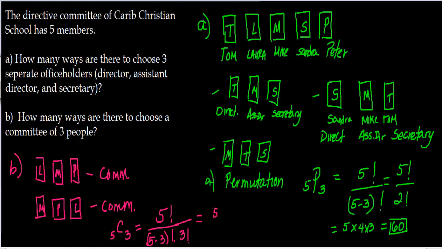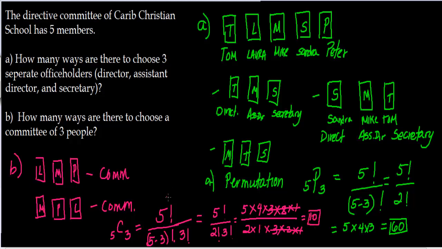So this is 5 factorial over 2 factorial times 3 factorial, which is 5 times 4 times 3 times 2 times 1 over 2 times 1 times 3 times 2 times 1. And then you can cancel out 3 times 2 times 1 with 3 times 2 times 1, and 20 over 2 equals 10.